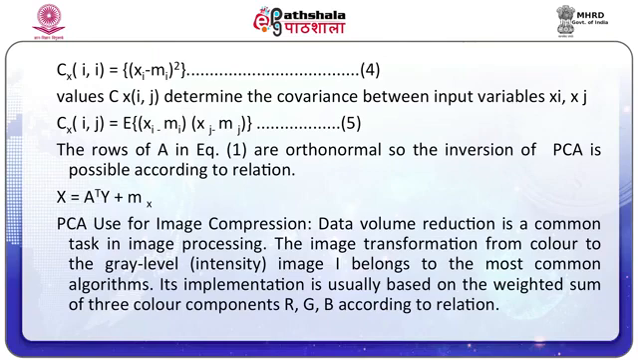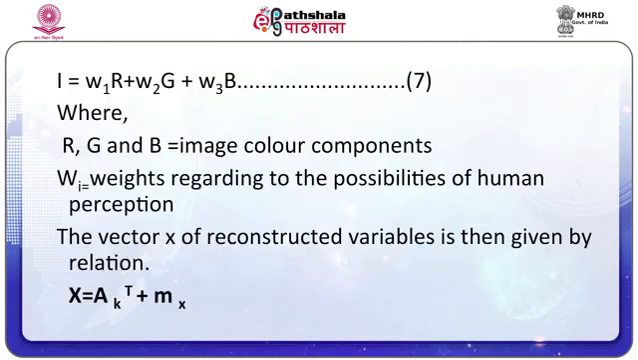PCA is used for image compression. Data volume reduction is a common task in image processing. There is a huge number of algorithms based on various principles leading to image compression. Algorithms based on image color reduction are mostly less efficient, but the results are still acceptable for some applications. The image transformation from color to gray level intensity image belongs to the most common algorithms. Its implementation is usually based on the weighted sum of the 3 color components RGB according to the relation I is equal to W1 R plus W2 G plus W3 B.